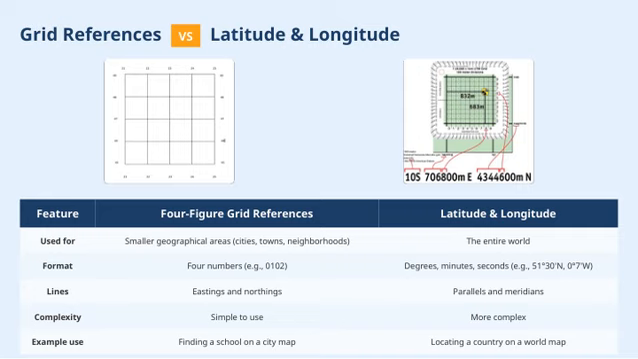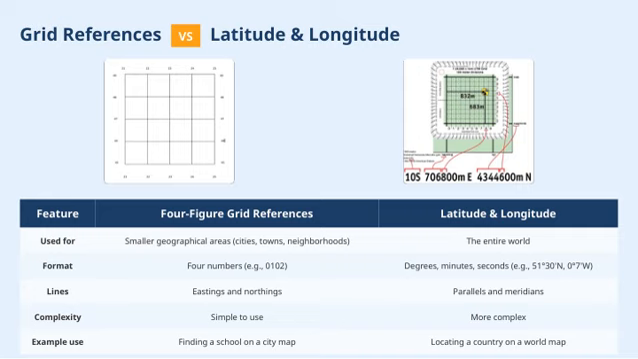In terms of format, 4-figure grid references are just 4 numbers, like 102, which makes them simple and straightforward. Latitude and longitude, however, are expressed in degrees, minutes, and seconds, like 51 degrees 30 N, 0 degrees 7 W, adding more detail and complexity. When it comes to lines on maps, 4-figure grid references use eastings and northings, essentially a grid system of lines. Latitude and longitude use parallels and meridians, those imaginary lines that circle the globe. In terms of complexity, 4-figure grid references are quite simple to use, especially for detailed local mapping. Latitude and longitude are more complex, but they provide a universal system that works worldwide.